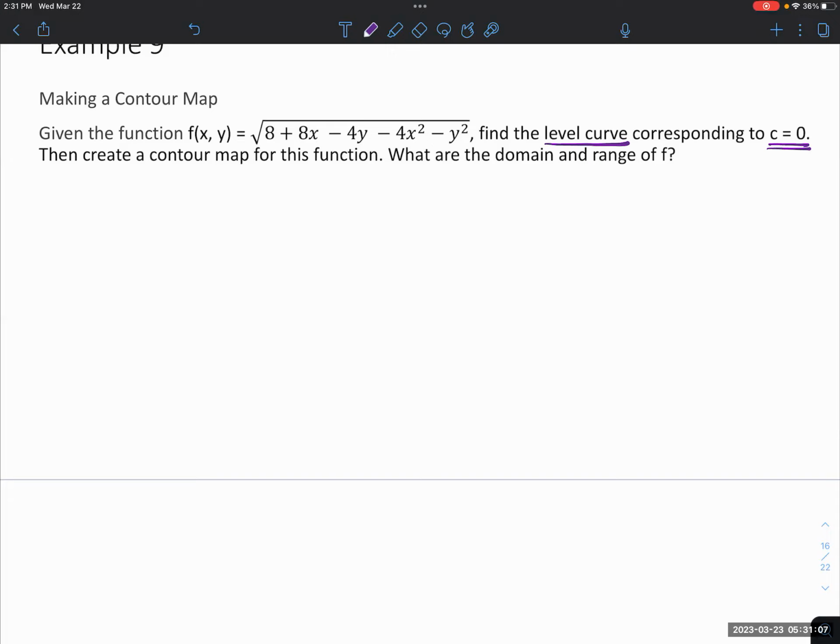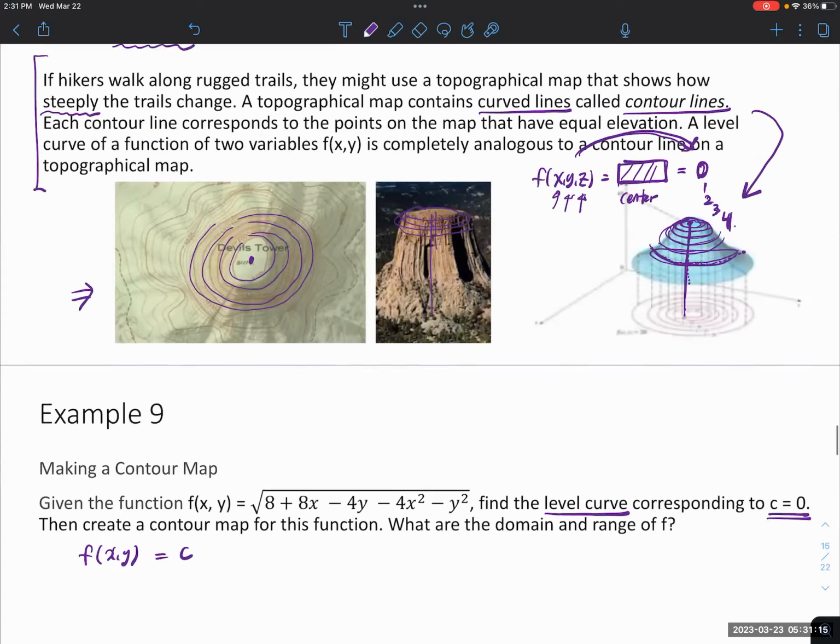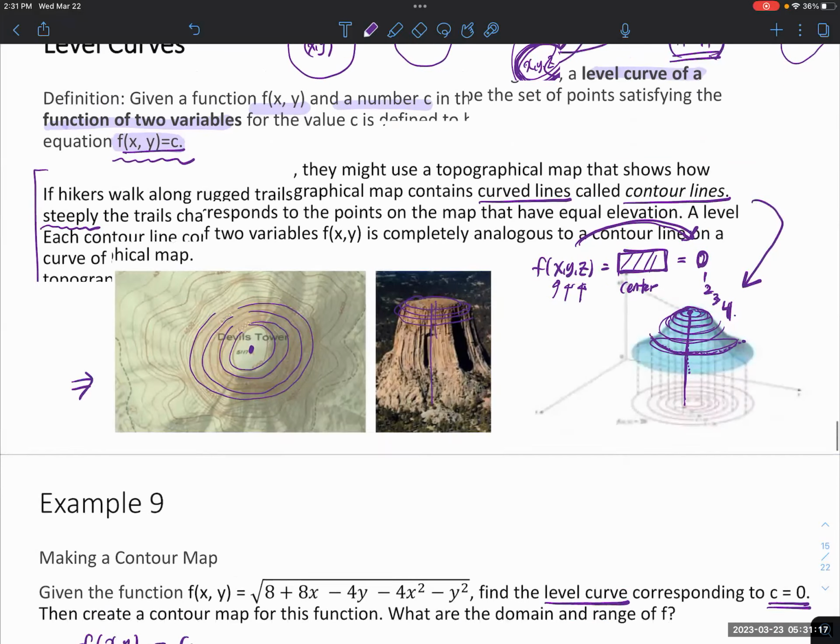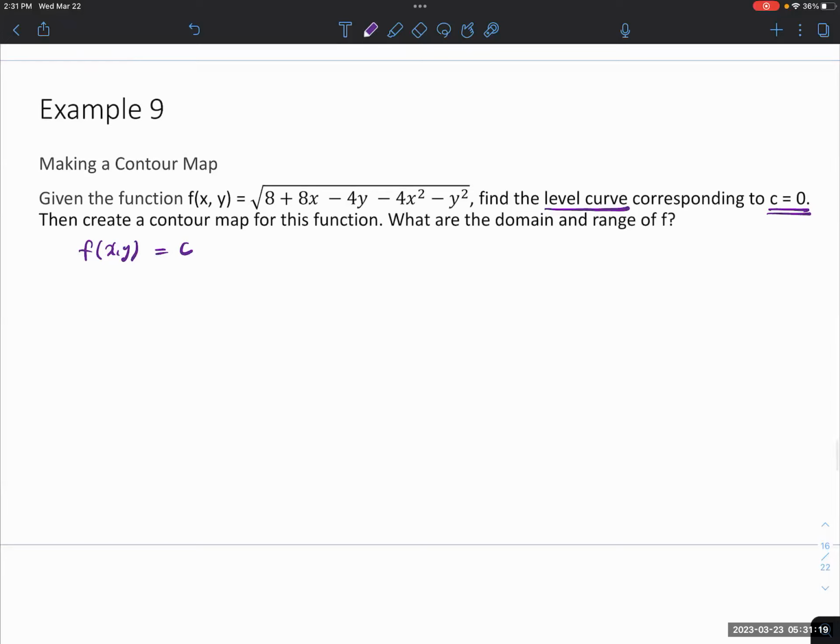To find the level curve for c equal to 0, that looks a little bit funky, but we know that f(x, y) is equal to c. That's the definition of the function of 2 variables. It could be z, it could be any number, but they just use c. That's okay. But we know that c now is equal to 0. All right, and what else do we know?